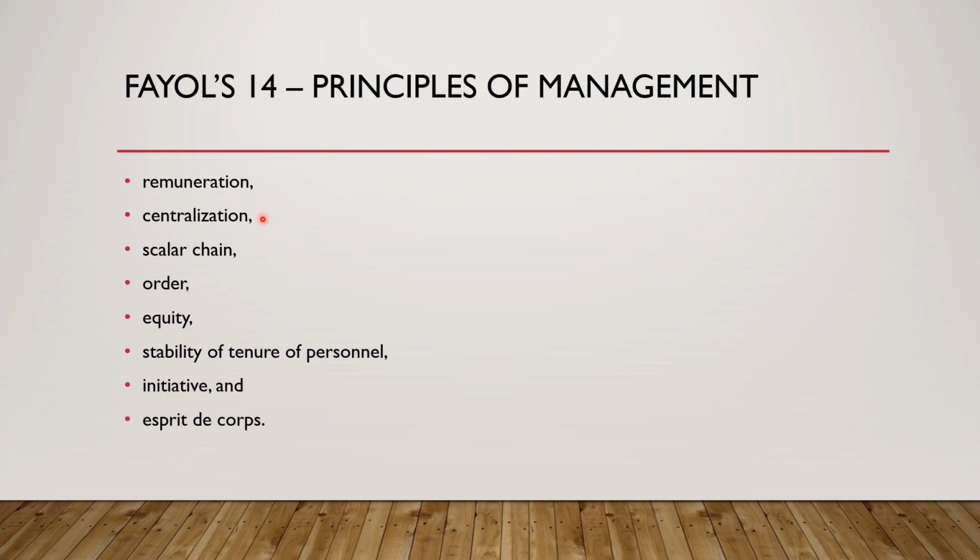Next is centralization and decentralization. According to this principle, the superiors should adopt effective centralization instead of complete centralization or complete decentralization. By effective centralization, FAYOL actually meant that authority should be balanced. He felt that superiors should keep the authority of taking important decisions in their own hands, while the authority to take daily decisions and decisions of less importance can be delegated to the subordinates.